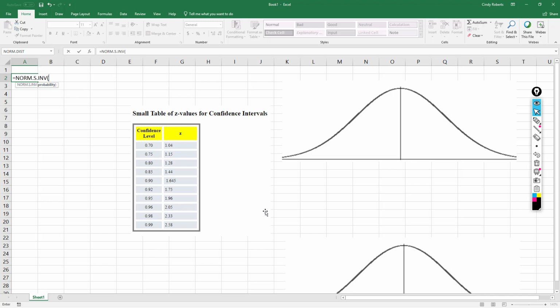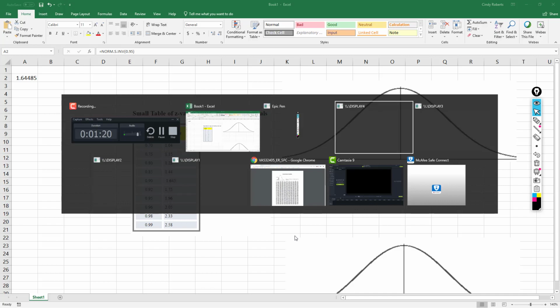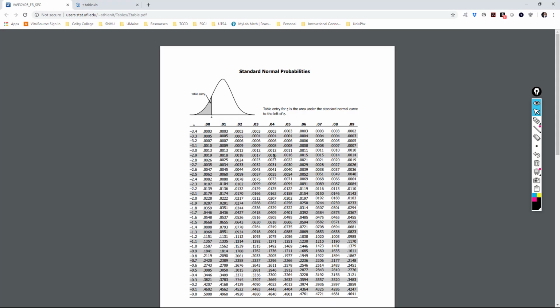Notice it asks for the probability. Well, if I'm doing 95%, I probably put in 95, right? I hit enter, and that looks more like this value, 90. So what's happening? Well, the problem is you have to understand how you read the table. The table is from the left to the Z value.